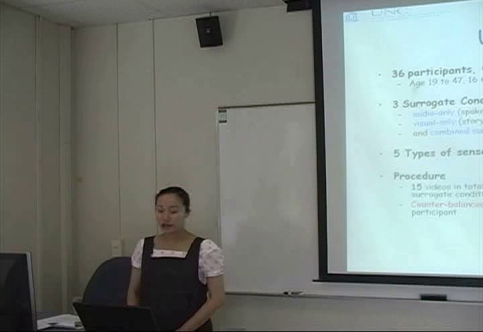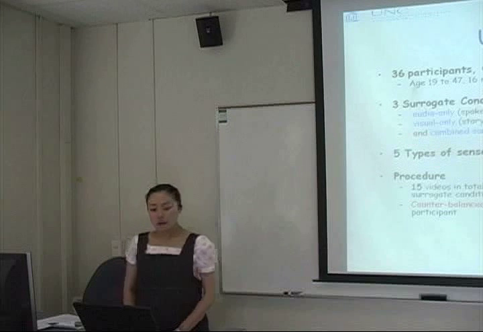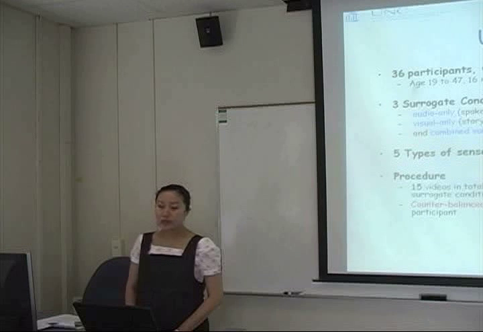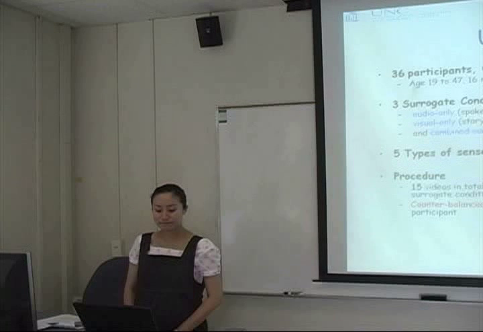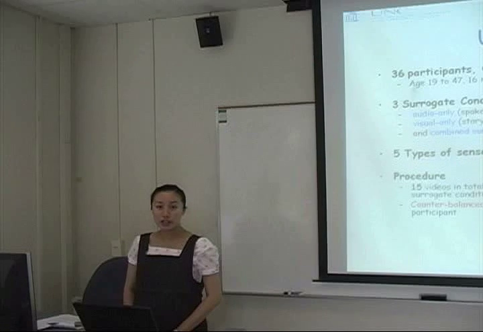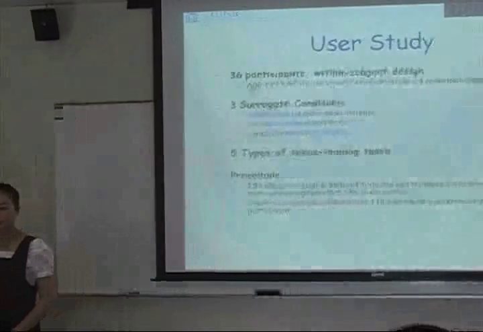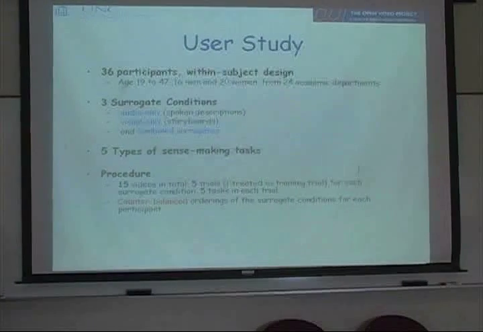And to evaluate the different surrogate conditions, we asked the participants to work on 5 types of sense-making tasks. We have 15 videos in the study. Those are comparable videos from the same video collection in the Open Video project. All of the videos have a common structural format and are on different science topics for middle school students, and they are at similar conceptual levels. So for each surrogate condition, we had 5 trials, with the first trial treated as a training trial to reduce the first trial effect.